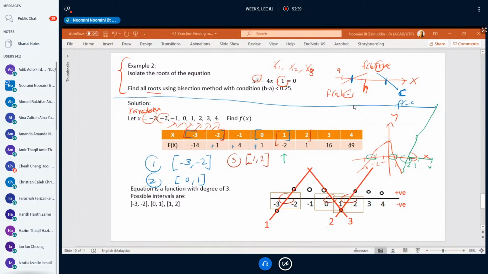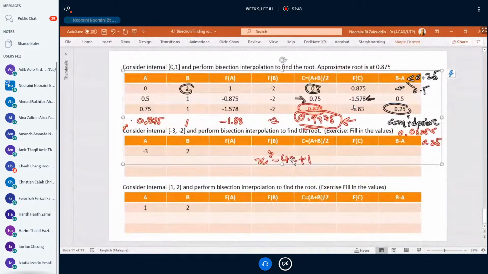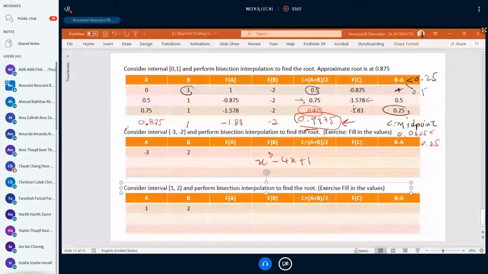Alright. So basically, we already done the first part. So try whether you get the answers here. Okay. Now for the intervals, negative 3, negative 2, and also 1, 2. Okay, what is the root?